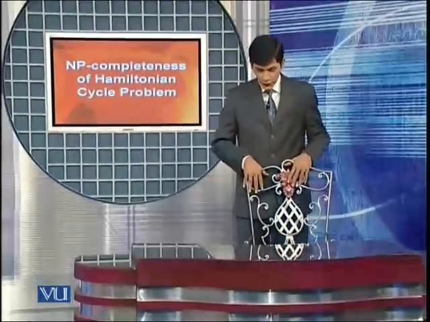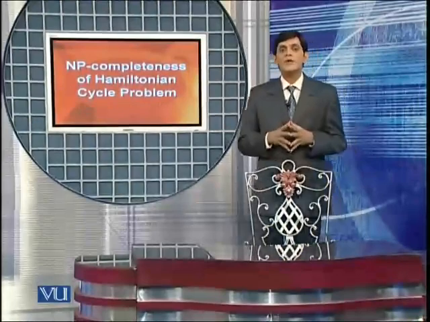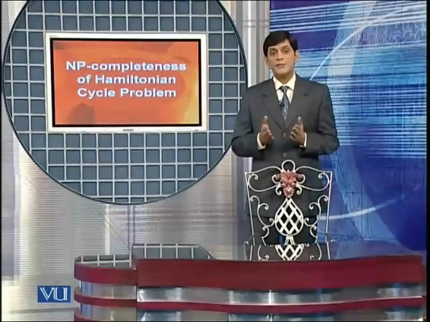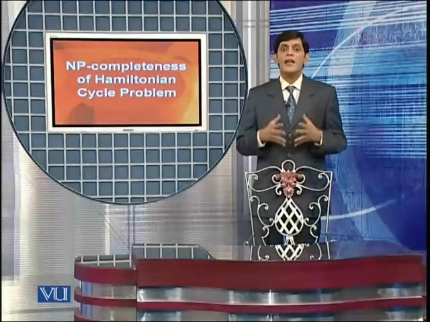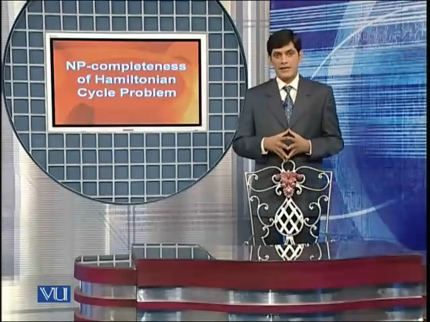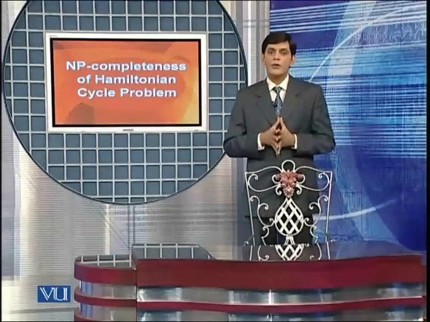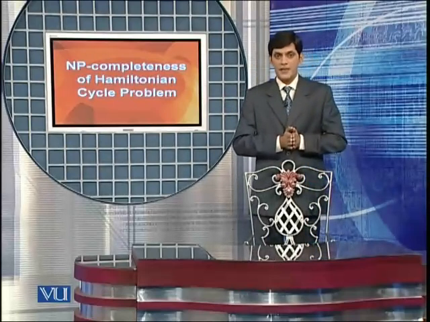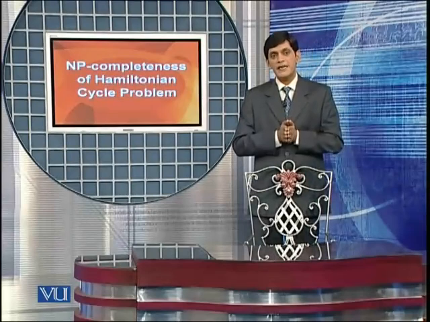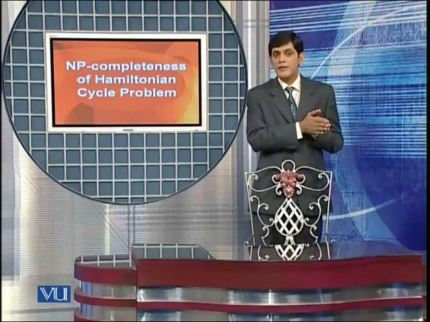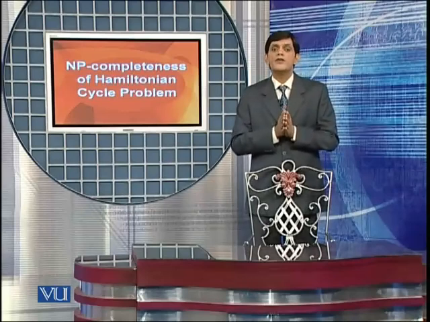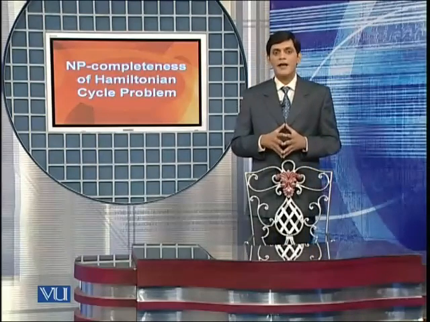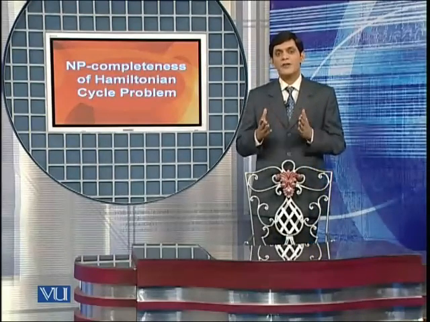Well, first thing you will do is you will prove that the Hamiltonian cycle problem belongs to the class NP. And by now, you should be experts at doing that, and it should only be a 4 or 5 line argument for you to write. After that, you would want to prove that the Hamiltonian cycle problem is actually NP-complete. Well, in order to prove that it's NP-complete, you will have to take a known NP-complete problem and reduce it to the Hamiltonian cycle problem.